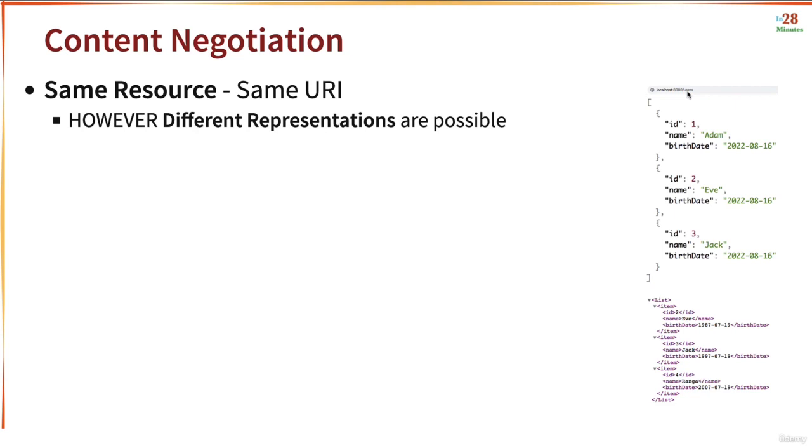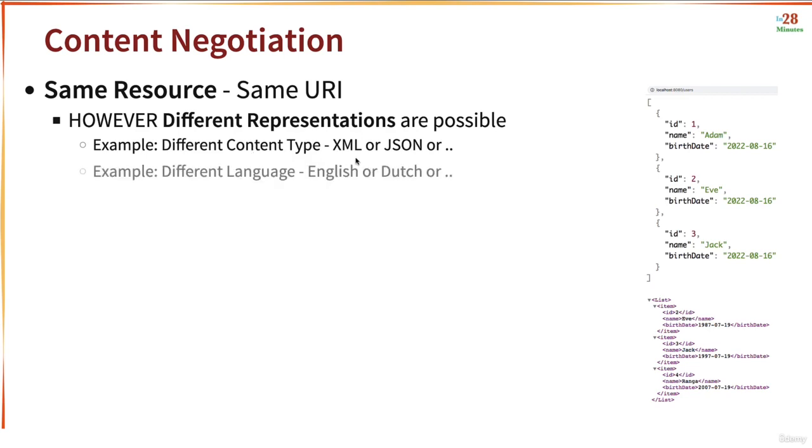However, different representations are possible. I might want to get the user details in JSON format. Some other consumer might expect the response back in an XML format. So for the same resource, you might have different representations that are possible. So you can have expectations that you might be having different content types, XML or JSON.